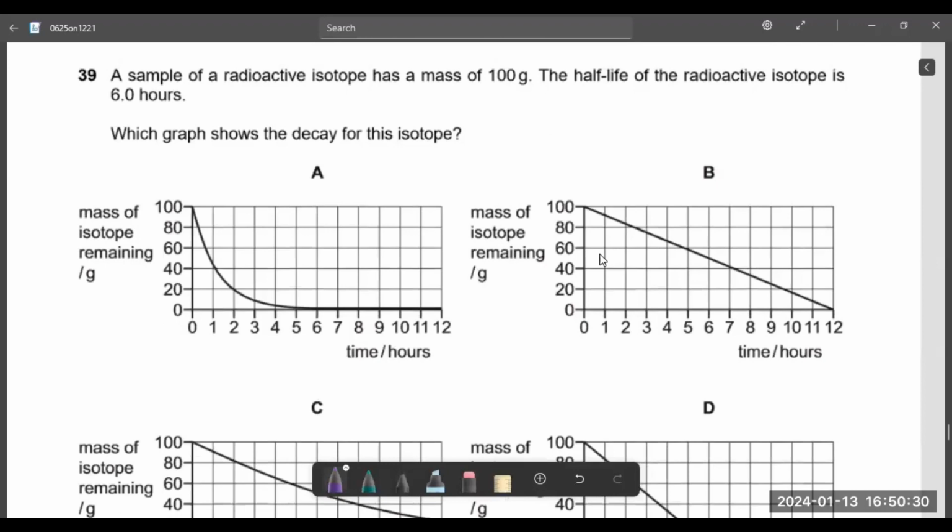A sample of radioactive isotope has a mass of 100 gram. The half-life of the isotope is 6 hours. So which graph shows the decay of this isotope? Starting it should be at 100 grams. After 6 hours, it should be 50. Up to 12 it is given. So after 12, it should be 25.